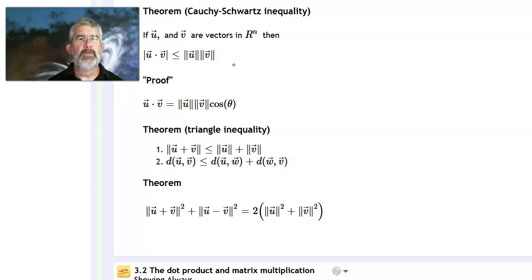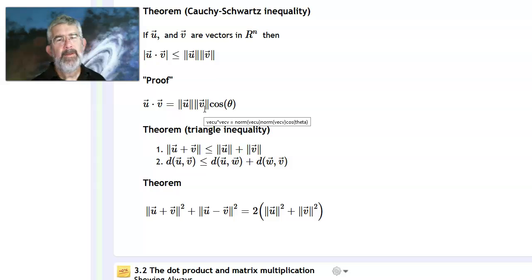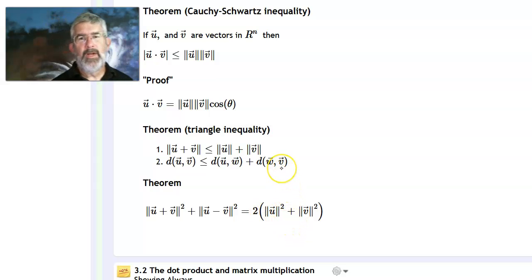And then there is a proof given in the book eventually. But to me, it's intuitive. The dot product is the product of the lengths times the cosine, and the cosine is always less than 1, so you're getting a smaller answer with the dot product than if you just multiply the two things together. Okay. Now, the triangle inequality.